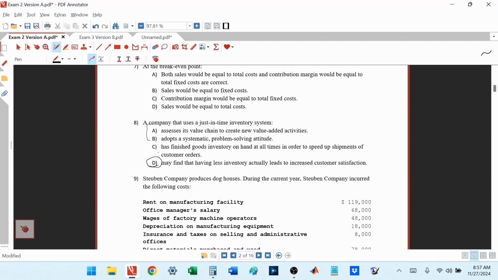C is just flat out false. If you use JIT, then you have no inventory on hand, right? You wait till the customer orders and then you produce to order. So you don't have finished goods inventory on hand at all times in order to speed up. And so by process of elimination, D is correct. Even if you didn't know why D was correct, you could rule out A through C.